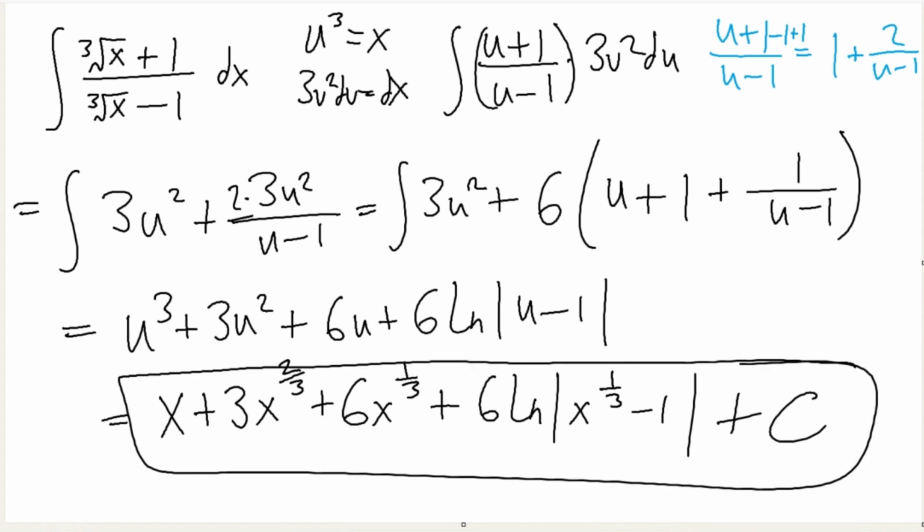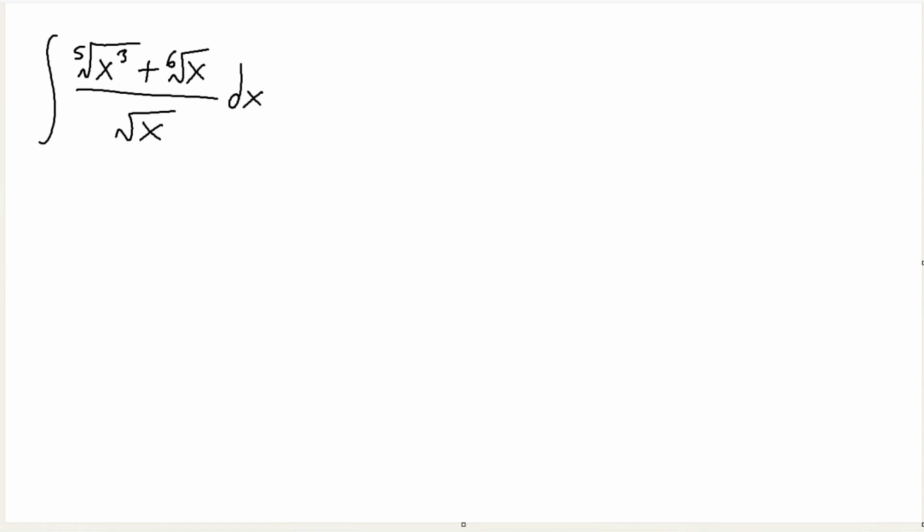And that would be my answer. This looks like a mess. We have a 5th root here and a 6th root here. So I guess we're going to need u to the power of 30, unfortunately. Right, 2 times 3 times 5, that's 30.